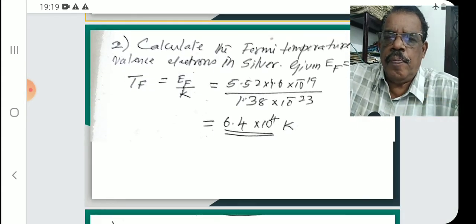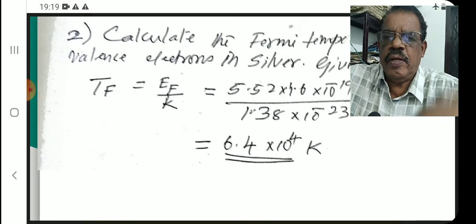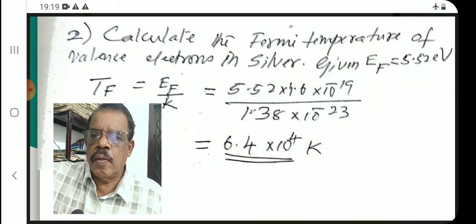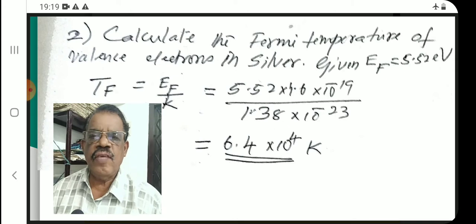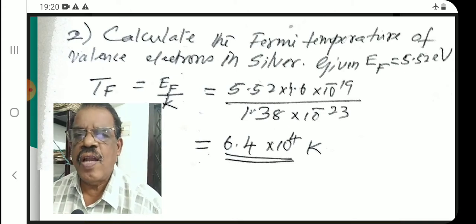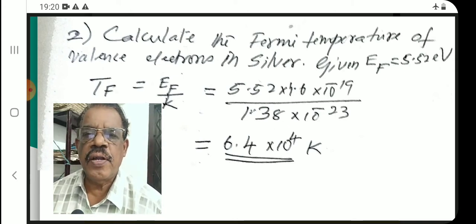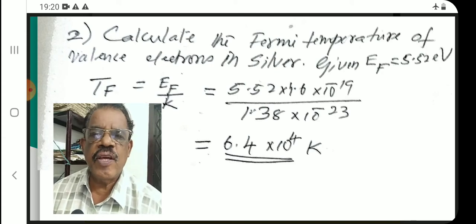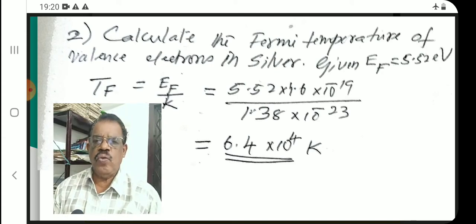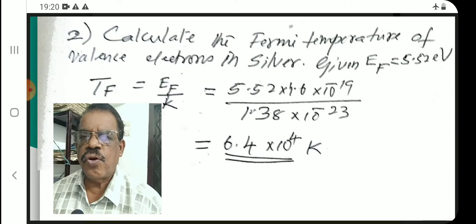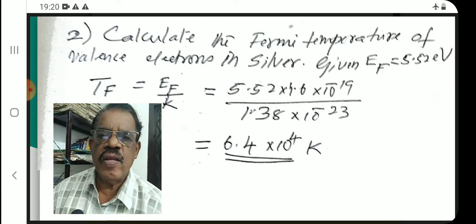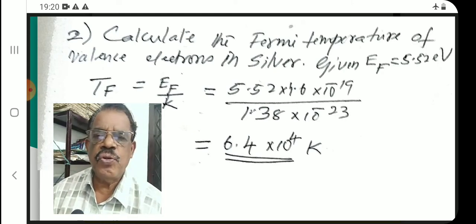Next problem, finding the Fermi temperature. Calculate the Fermi temperature of valence electrons in silver, given EF is equal to 5.52 eV.